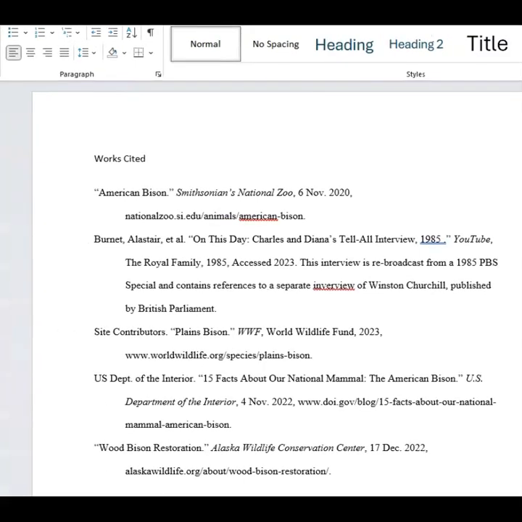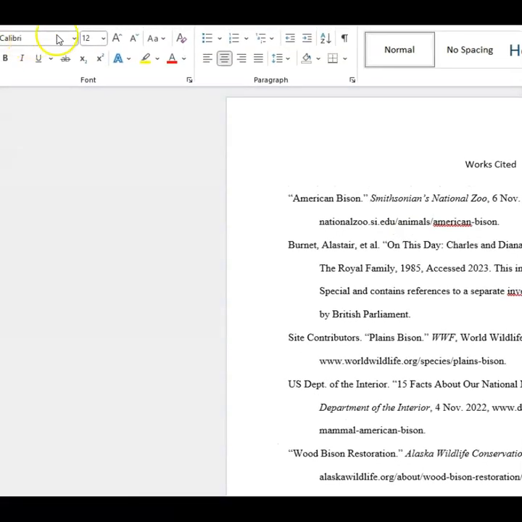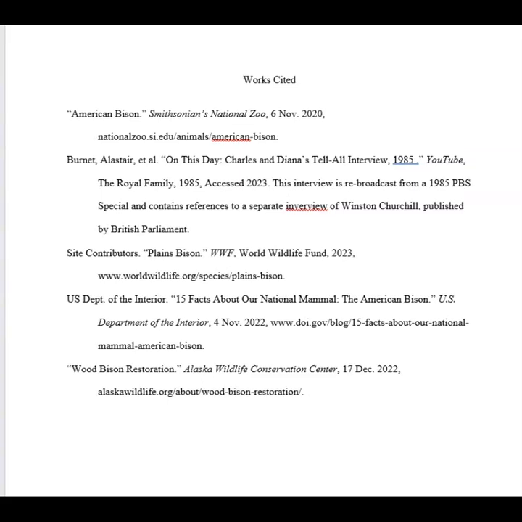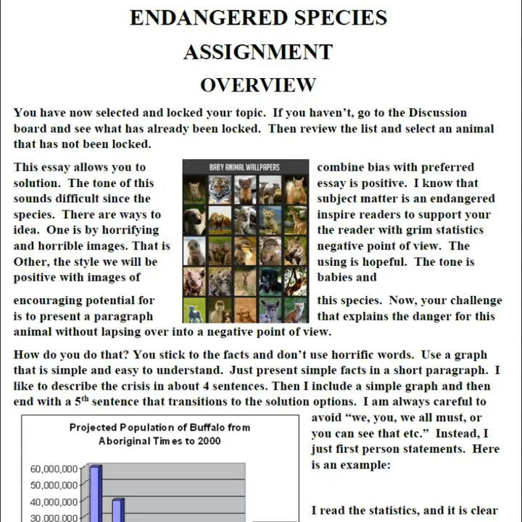So we want to make sure that that is centered. But look, it's not in Times New Roman 12 point. I know it takes time to check these things out. See, it went over to Calibri. So we have to do this and go over here, do Times New Roman. There we go. See, that can happen sometimes. So there we go. Isn't that nice? And that concludes this overview and step-by-step instructional review for the Endangered Species Essay Assignment.